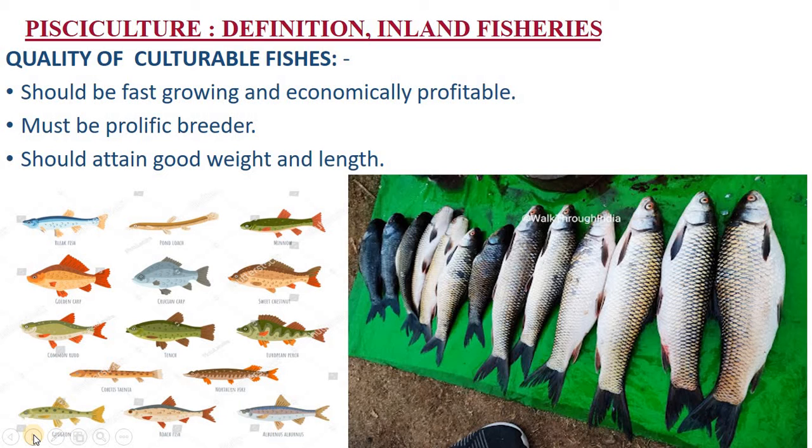So in the scientific scale, there is a concept called induced breeding. Induced breeding is another aspect of pisciculture, where gonadotropins are injected into the fish to increase the number of eggs. Then, the fish should attain good weight and length. So the other property is that the fish should attain good weight and length. This is another property of fishes. They should have good weight and length.